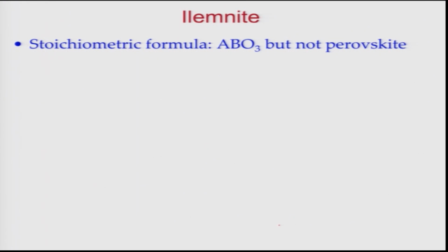Another derivative of the corundum structure, or a sort of similar structure, is ilmenite. The stoichiometry of this material is ABO3, but it is not a perovskite structure, it is based on the same corundum structure. It is just that, instead of having Al2O3, I replace aluminum by 2 cations. So, one is A, second is B, and O remains the same.